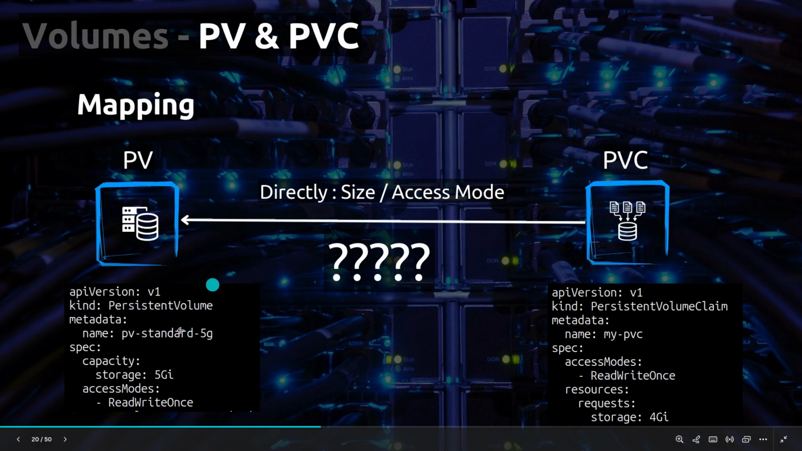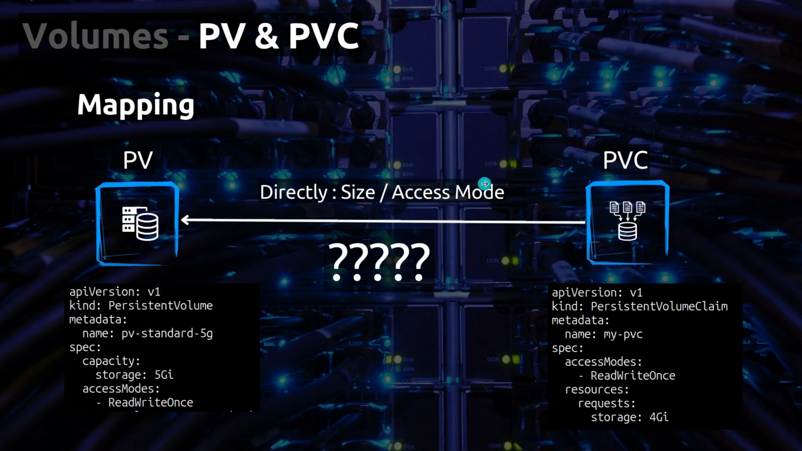That means that this PV can be used because we have ReadWriteOnce here too. And of course, the persistent volume storage here is 5 gig, which is more than the 4 gig that we want to use. And it's okay, in this case Kubernetes can automatically associate the PVC and PV.